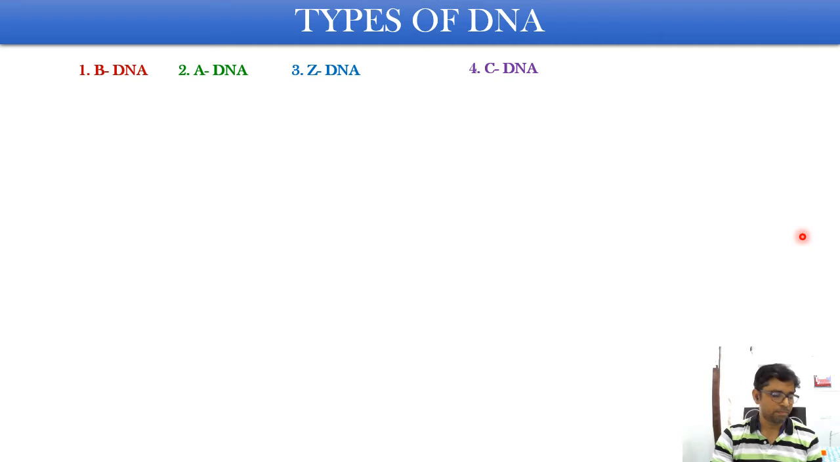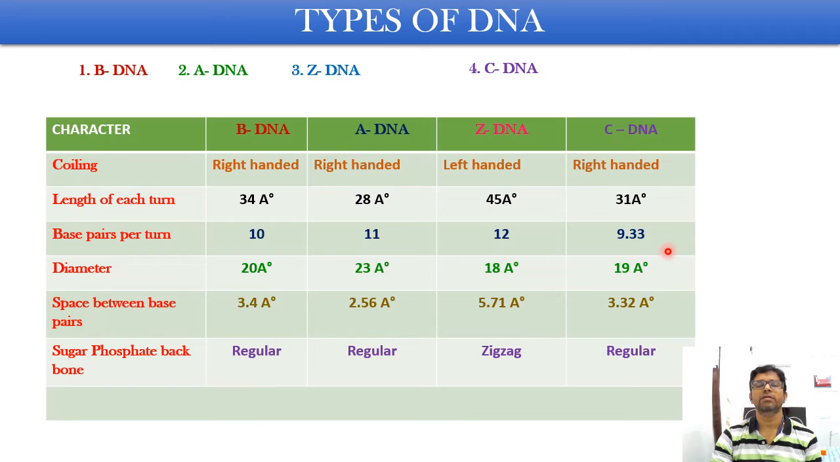Let us see the comparative features or characteristics of these four DNAs. Here are the different types of DNA: bDNA, aDNA, zDNA and cDNA, and these are the characters: coiling, length of each turn or coil, base pairs per coil, diameter of the helix, space between two successive nitrogen base pairs, and sugar phosphate backbone.